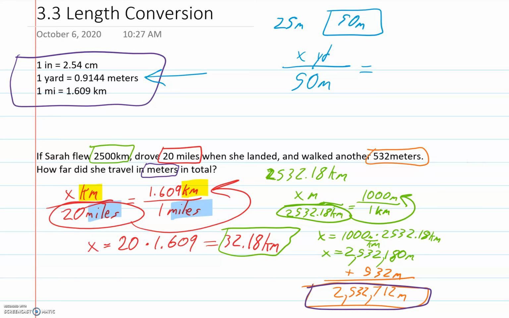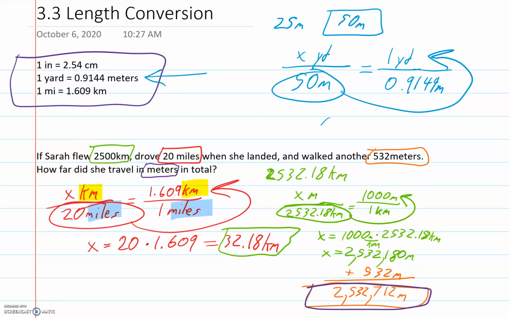Well, we have the conversion now, which would be 1 yard is 0.9144 meters. Then we take meters and we put it on top. So then we have 50 divided by 0.9144 equals 54.68 yards. And the numbers keep going.